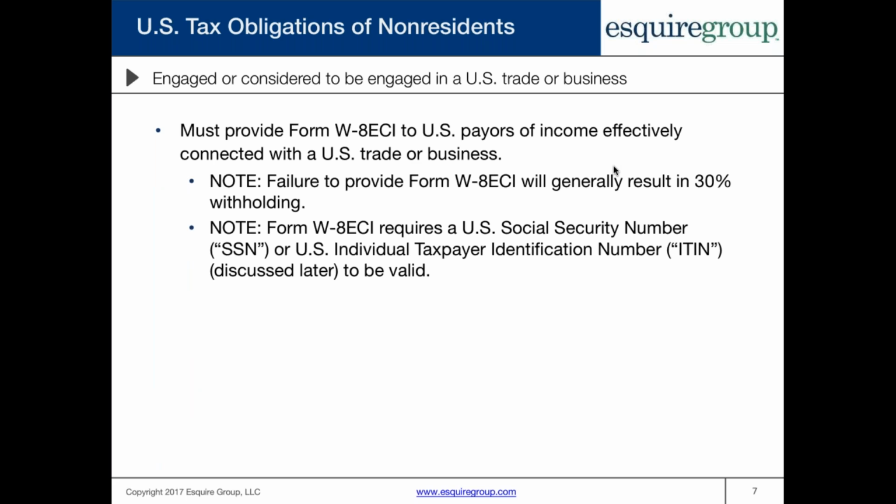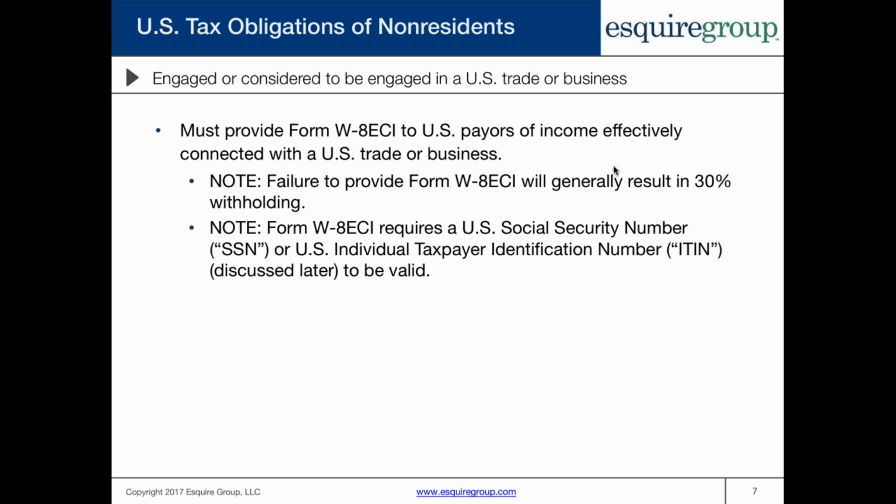If the non-resident alien is receiving effectively connected income, the non-resident alien would have to give a Form W8 ECI to the U.S. payers of that effectively connected income. So for example, let's say that we go back to the example of the German national and resident who's partners in a U.S. partnership that operates a restaurant in Los Angeles. That German partner would have to give a W8 ECI to that partnership operating that restaurant in Los Angeles.